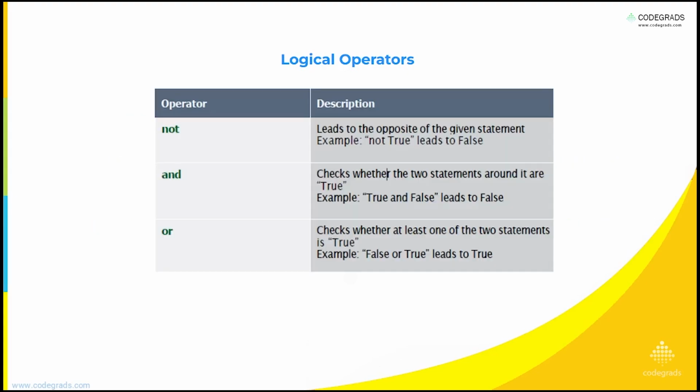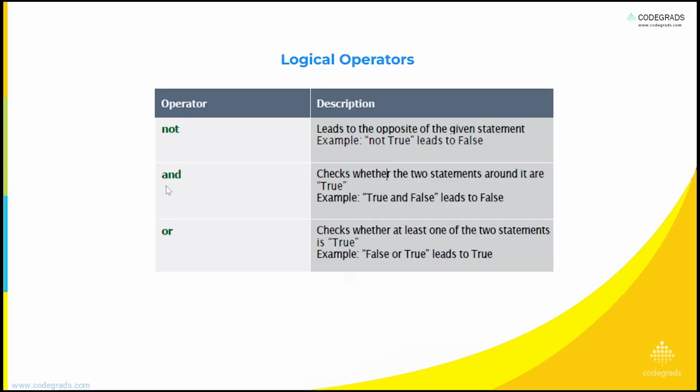So in the not gate, or sorry, the not operator, what is the description here? It leads to the opposite of the given statement. For example, if we say not true, then what will be the answer? It will be false. If I say not false, it naturally gives the answer true.